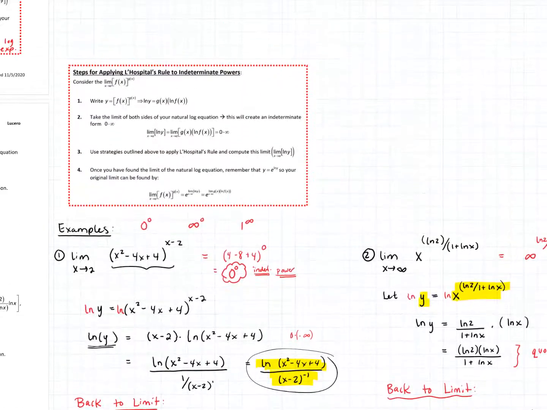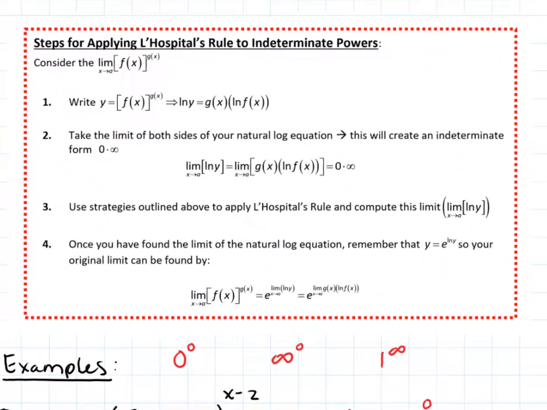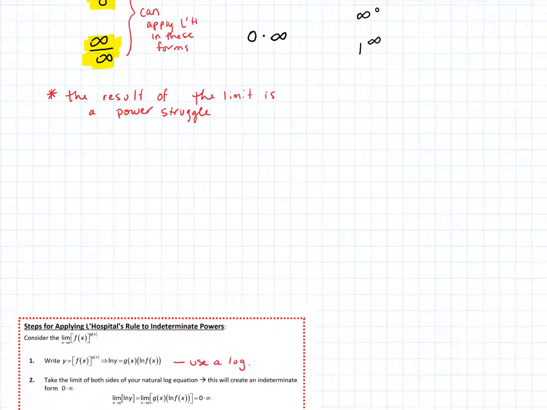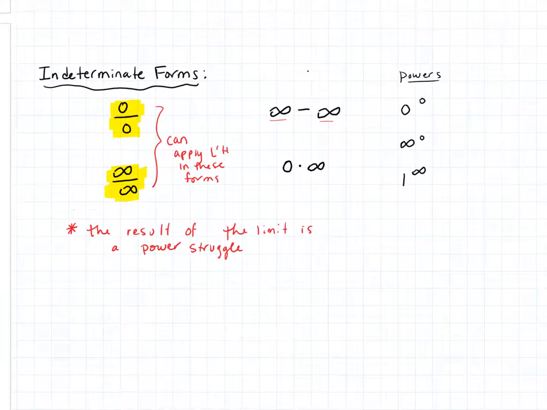Okay, so just to summarize, when we've got one of those indeterminate power forms, which are 0 to the 0, infinity to the 0, or 1 to the infinity, we utilize this process where we use a logarithm. Use a log to simplify. It will turn into a product, which we can then simplify in algebraic ways into a quotient where we can apply L'Hopital's rule. In the end, make sure that we undo the logarithm using exponentials. And that summarizes our L'Hopital's rule in all of our indeterminate forms.